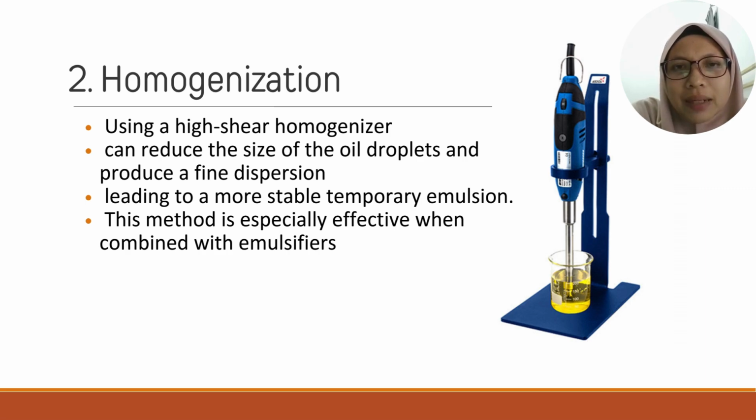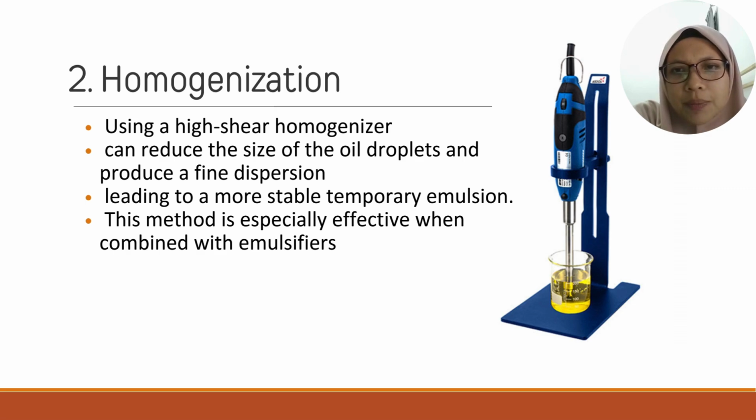Okay, method number two to make an emulsion is by using the homogenization method. So this is a physical approach. The picture you can see in the slide is a homogenizer. This homogenizer has a probe that is attached to your samples, so it can rotate at a very high speed, 100 rpm, 200 rpm, it can go to 1000 also.